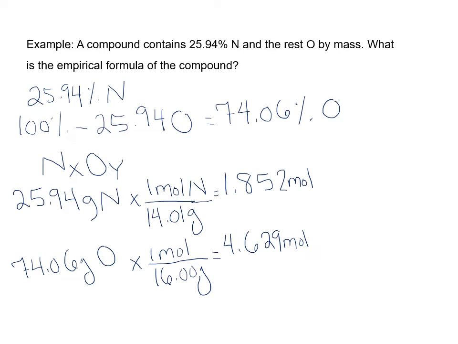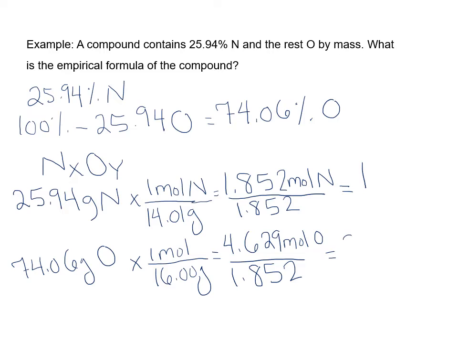And then remember, we're trying to find the mole ratio, so we divide by the smallest mole. The nitrogen mole is smaller, so we divide both of them by 1.852. I divide this one by 1.852. Here, this just comes out to 1. And then for the oxygen, I get 2.499, which is basically 2.5.